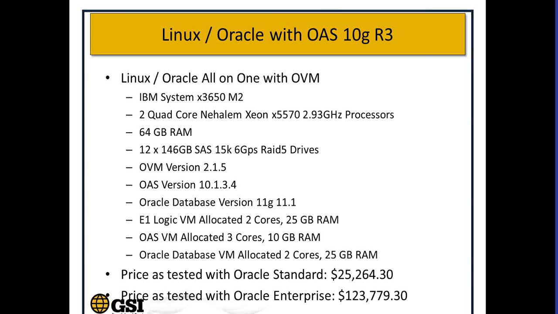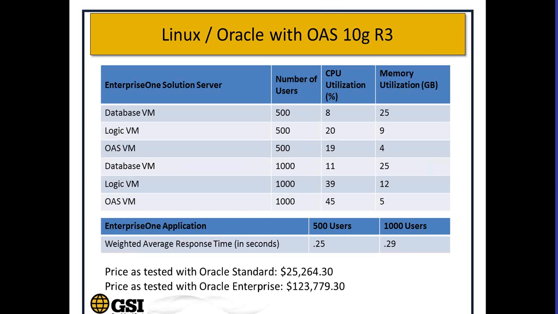The OAS virtual machines had 3 cores and 10 gigs of RAM. The E1 logic server was allocated 2 cores and 25 gigs of RAM, and it was running Oracle 11G for the database, and a relatively recent version of OVM and OAS. Again, pricing changes significantly if you're using Oracle Standard versus Oracle Enterprise because of the things I talked about before, which is basically licensing per processor on the database.